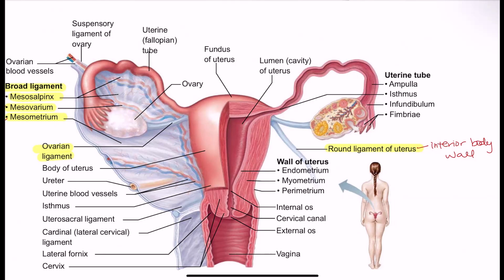Because the rectum and the bladder are always filling and emptying, we need to allow for a little bit of loosey-goosiness. But the round ligament also gets stretched and pulled on as the uterus grows during pregnancy. So the round ligament can sometimes cause pain or soreness, especially during pregnancy.